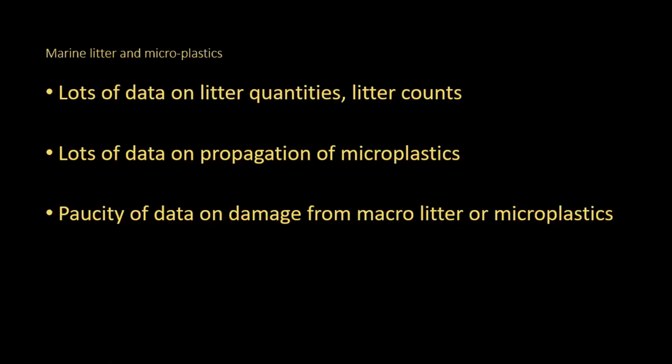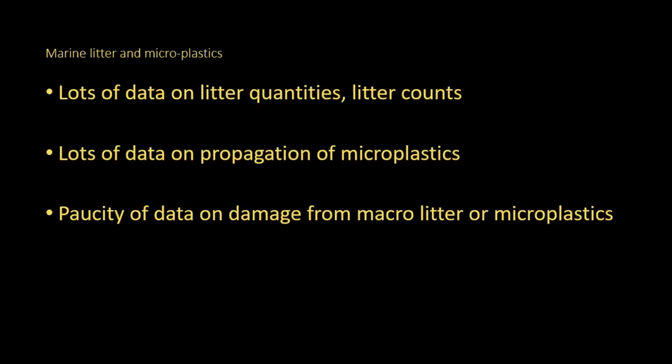That brings us to the issue that is very close to packaging, which is this issue of marine litter and microplastics. We don't see that on the graph of health consequences. We have lots of data about litter counts and litter quantities and units per square metre and tonnes in the ocean, and the relativity of plastic in the ocean compared to fish. What we don't have is data on what the actual effects of macro litter and microplastics are.